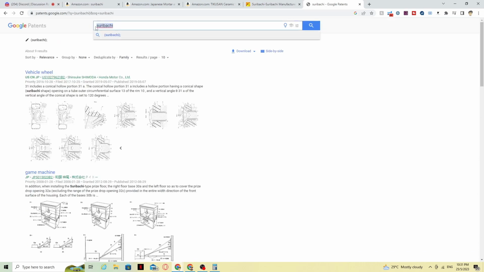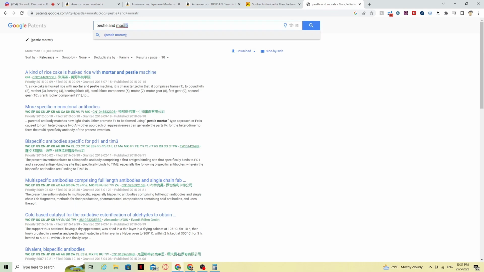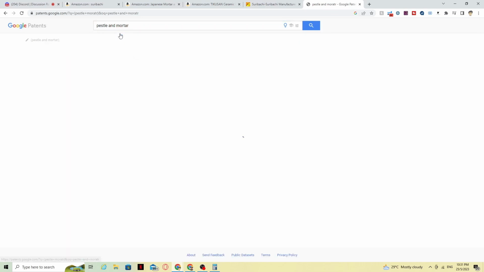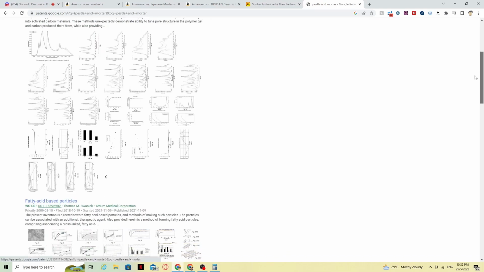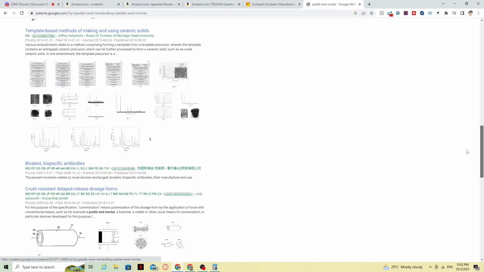How about very basic, right? Pestle and mortar. Oops, I know I spelled this wrongly. Okay. So pestle and mortar is a machine. I don't care. All the other things, very relevant kind of items, I don't really see, and unlikely.